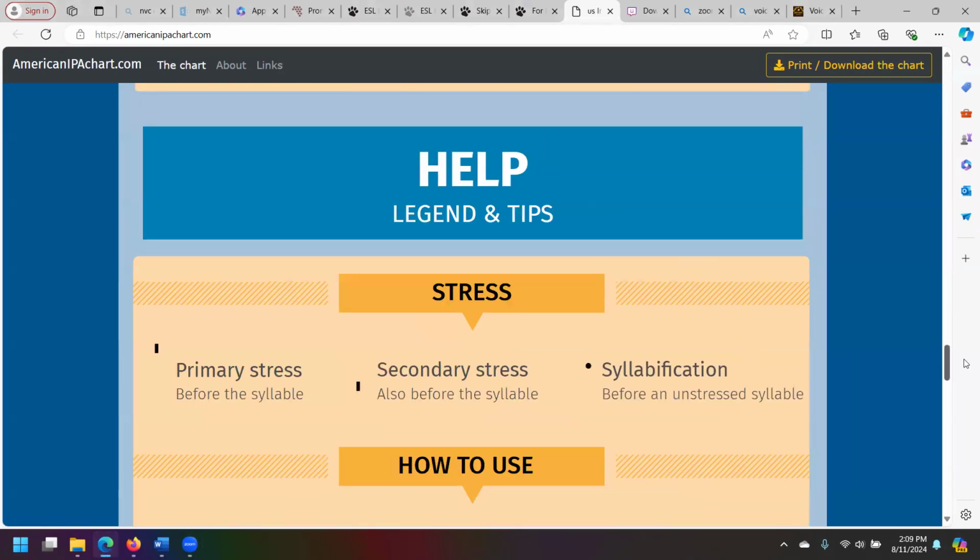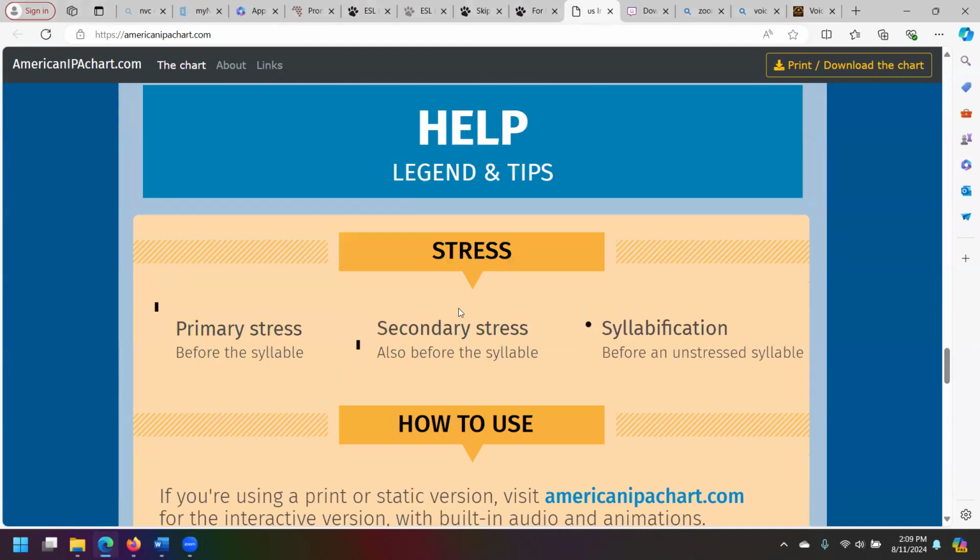So how do you use it? First, you need to know how to read the symbols. This is a symbol. This means primary stress. It's put before the symbol. Primary stress means the loudest and longest stress. Now, sometimes there is a secondary stress. It's this symbol, it's before the syllable as well. And this, which is a dot, is placed before an unstressed syllable, a syllable that is not stressed.